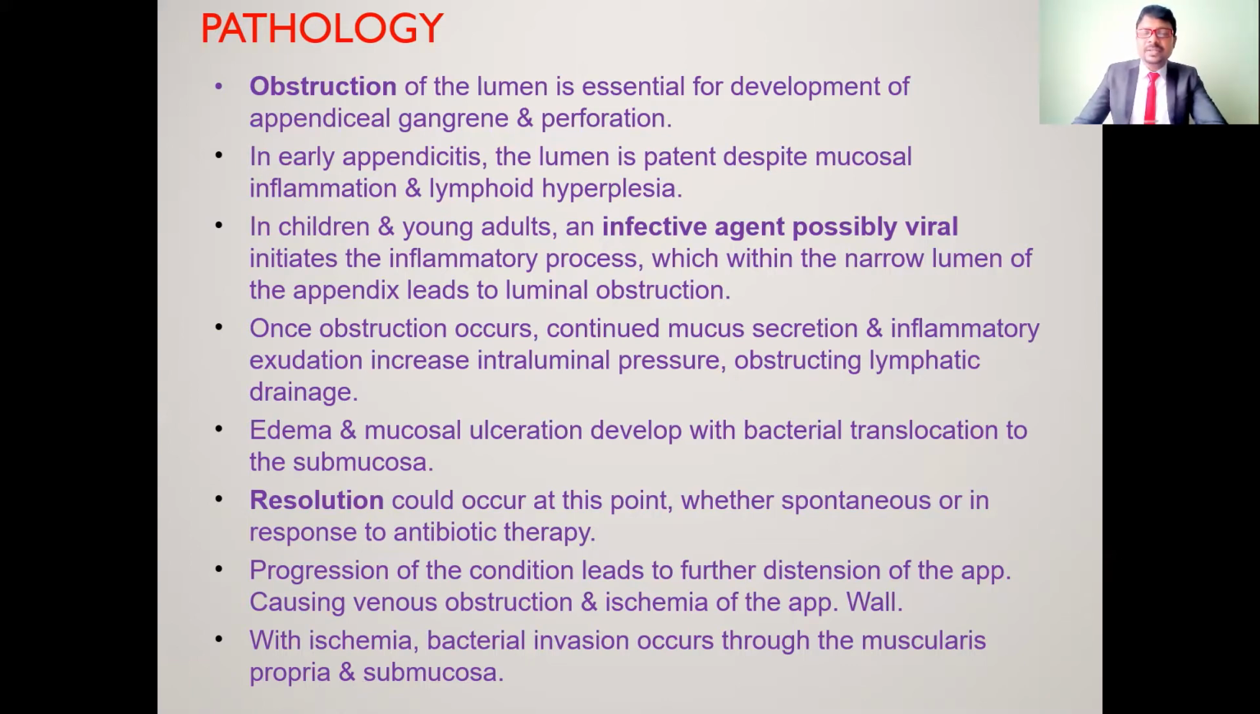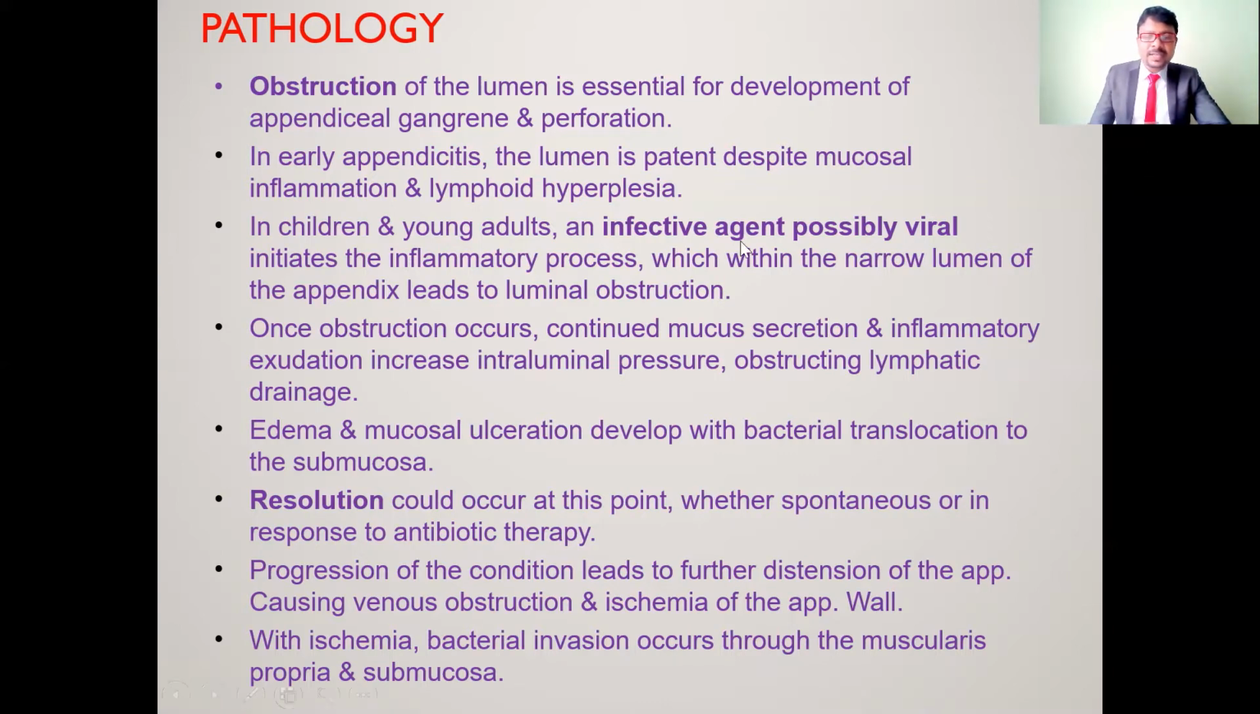In children and also young adults, the infective agent, probably viral, initiates the inflammatory process, which within the narrow lumen of the appendix leads to luminal obstruction. So this is the major causative factor in children and the younger age group. The inflammation is because of viral infection, and this viral infection may lead to lumen obstruction.